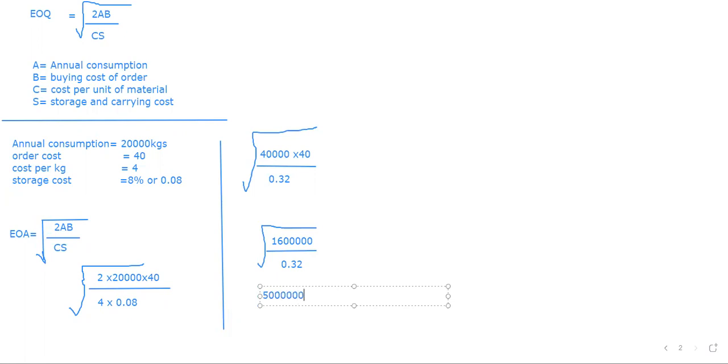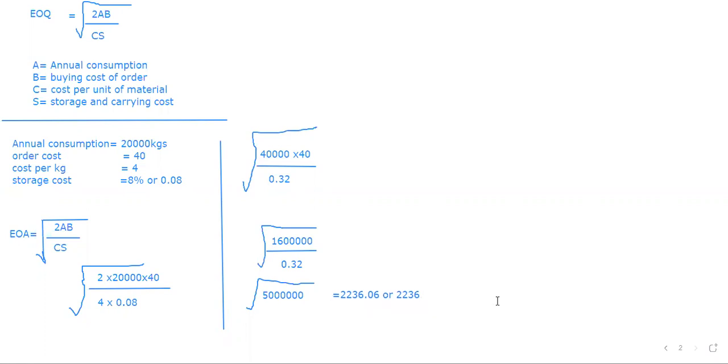So when I take the root and convert using the calculator, we will get the answer as 2236, with 0.06 after the point. If I convert it, I can simply make it 2236. So this is my answer of EOQ.